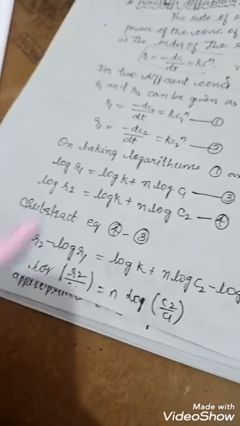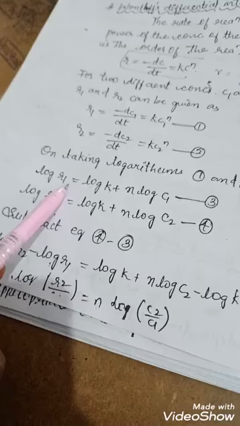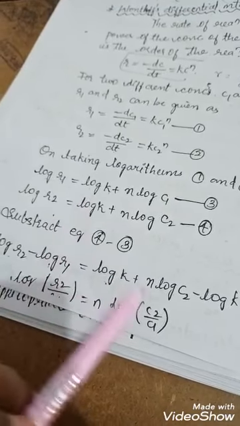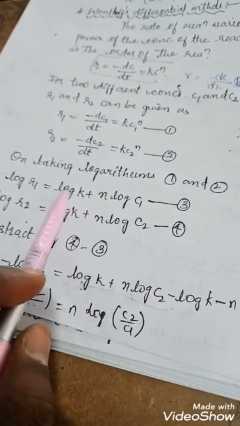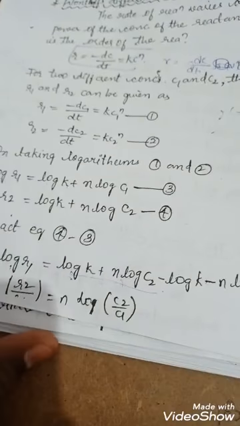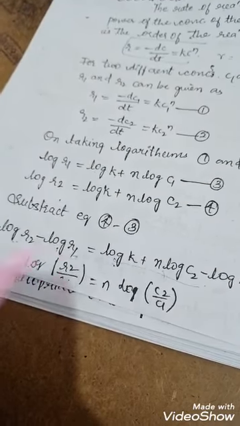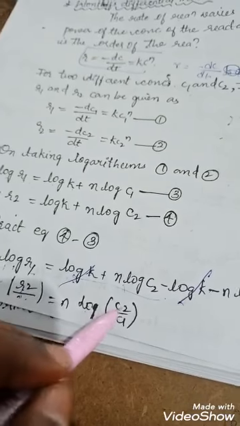Log R2 minus log R1 equals log k plus n log C2, minus log k minus n log C1. So log a minus log b equals log a by b. And log k cancels.